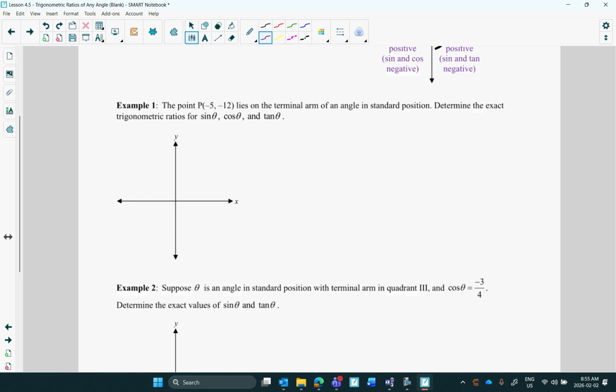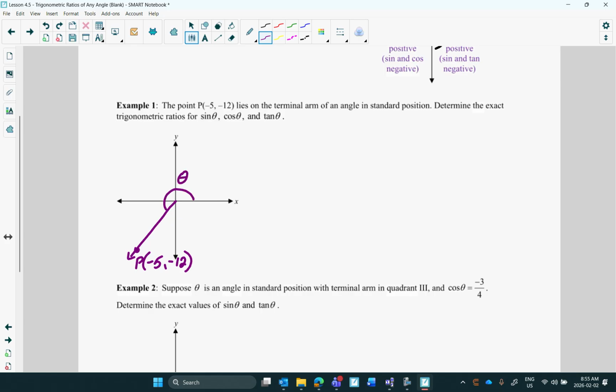So we've got a point, (-5, -12), on the terminal arm of an angle in standard position. What quadrant is that point in? Quadrant 3. So let's sketch it. So here we have the point. You don't have to be perfect. (-5, -12). So it's going to look like that.